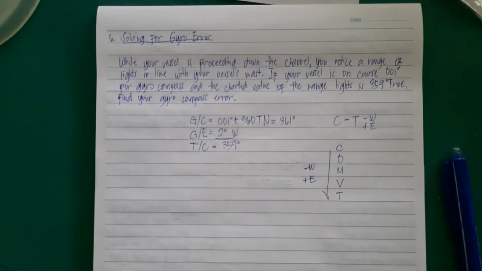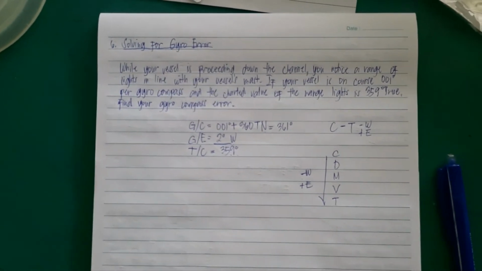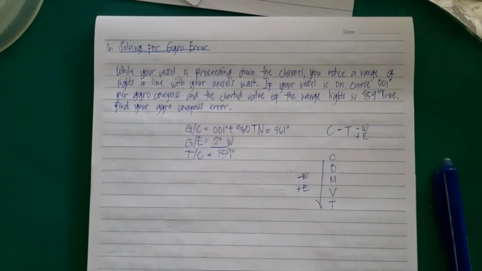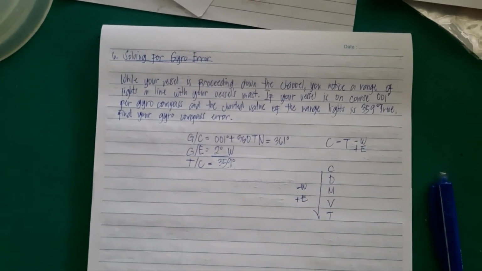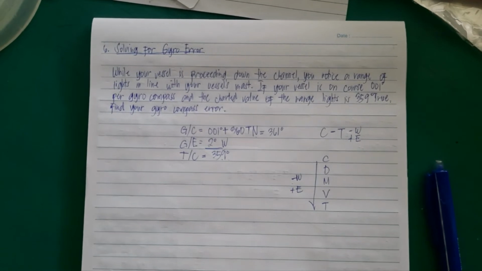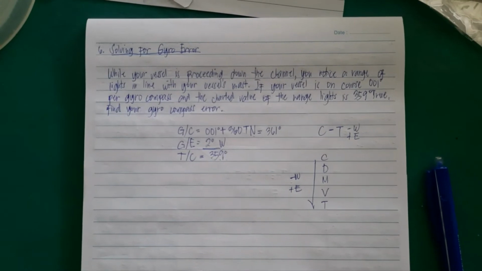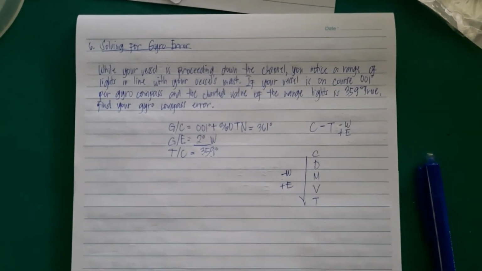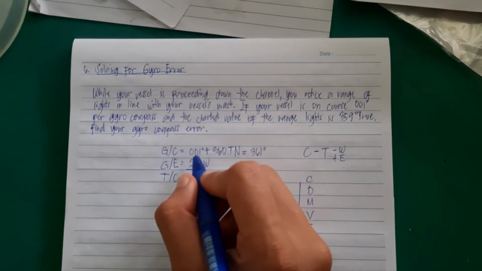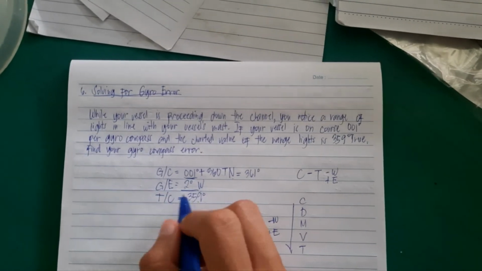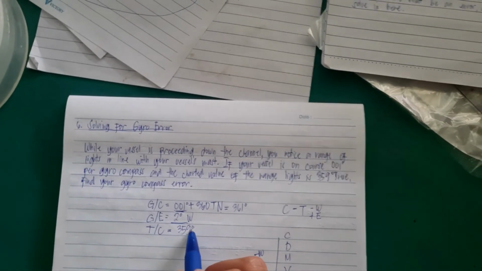Number 6. We're now in solving gyro error. So this is the given scenario. While your vessel is proceeding down the channel, you notice a range of lights in line with your vessel's mast. If your vessel is on course 001 degrees per gyro compass and the charted value of the range lights is 359 degrees true, find your gyro compass error. So our gyro compass is 001. Gyro error is still unknown, and the true course is 359 degrees.